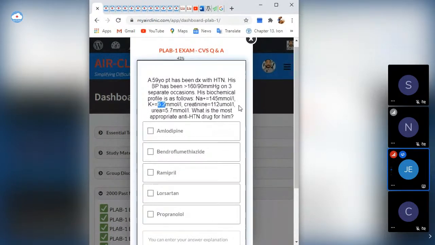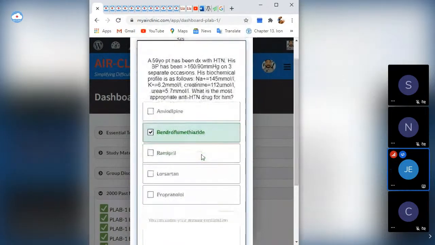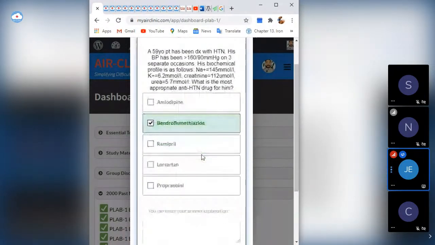So she said thiazide. No, yeah, what do you think? Bendroflumethiazide. So, Cara, what do you think? Cara, you're missing in action. All right. So you guys are correct.